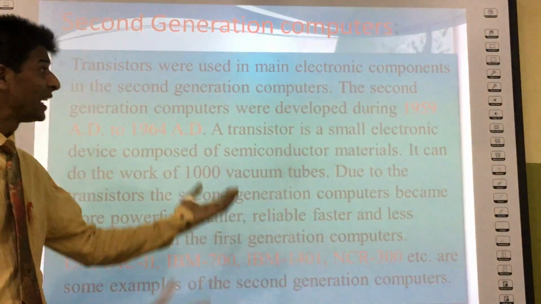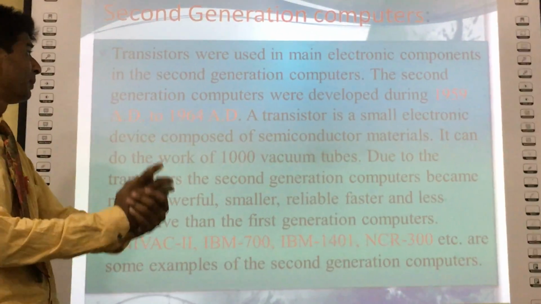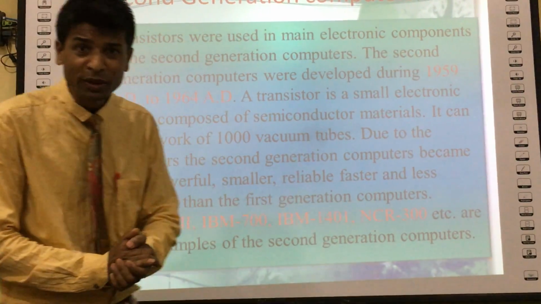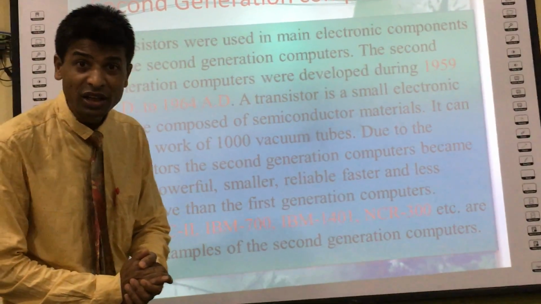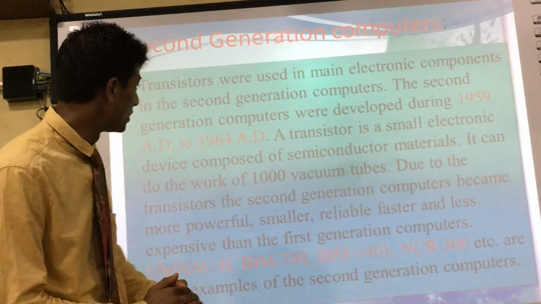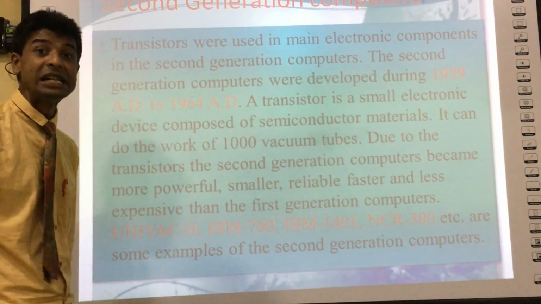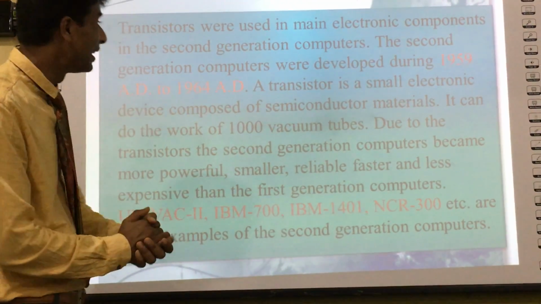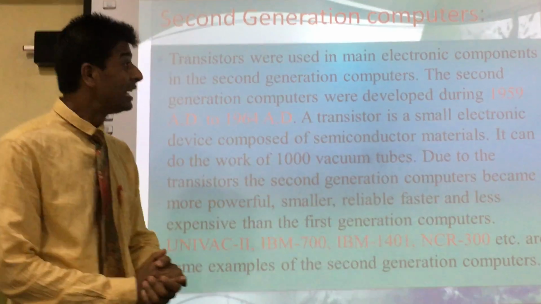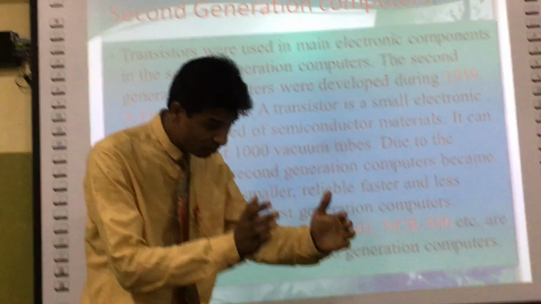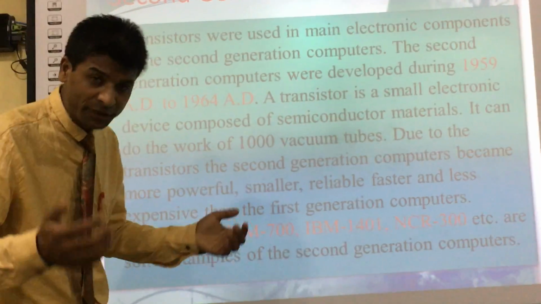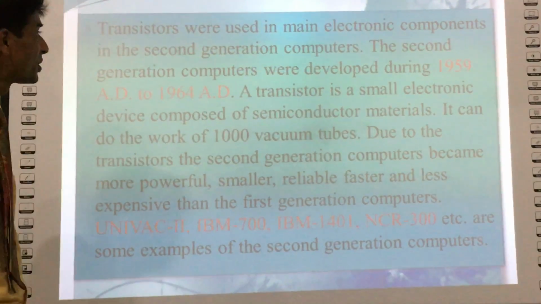Likewise, here is another one, second generation computer. After 1959, transistors were used as the main electronic components. Children, just now I told you, which component was used in first generation computers as the main device? Vacuum tube. Similarly, in second generation computers, instead of the vacuum tube, they use the transistor as the major component. Second generation computers were developed during 1959 to 1964. Till 1959 we have first generation computers. Computers introduced between 1959 and 1964 come under the second generation.